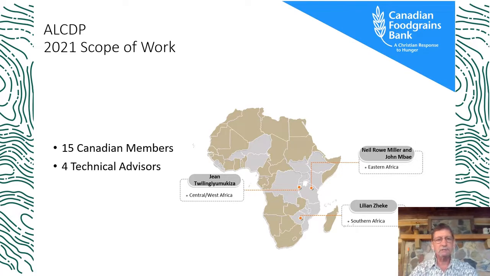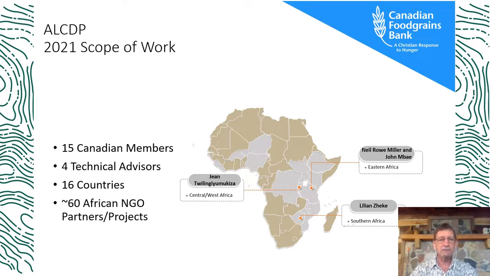CFGB is a consortium of 15 Canadian organizations. We work in sub-Saharan Africa in 16 different countries, and our implementing partners include around 60 NGOs scattered throughout the countries that you see here on this map.